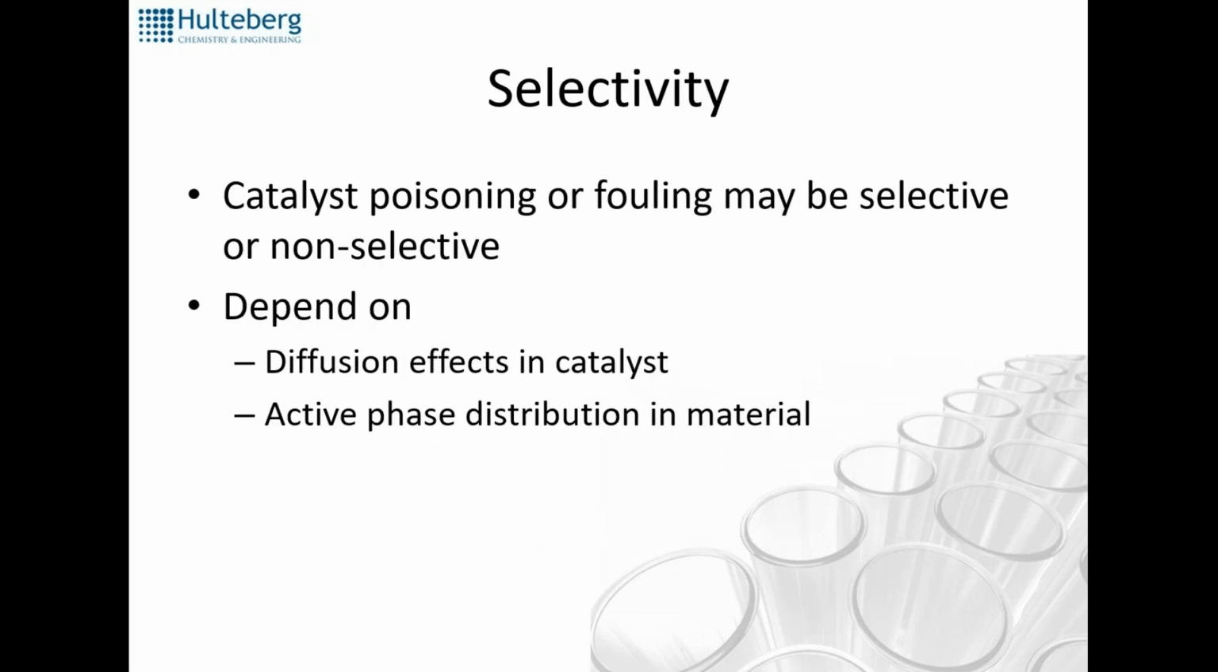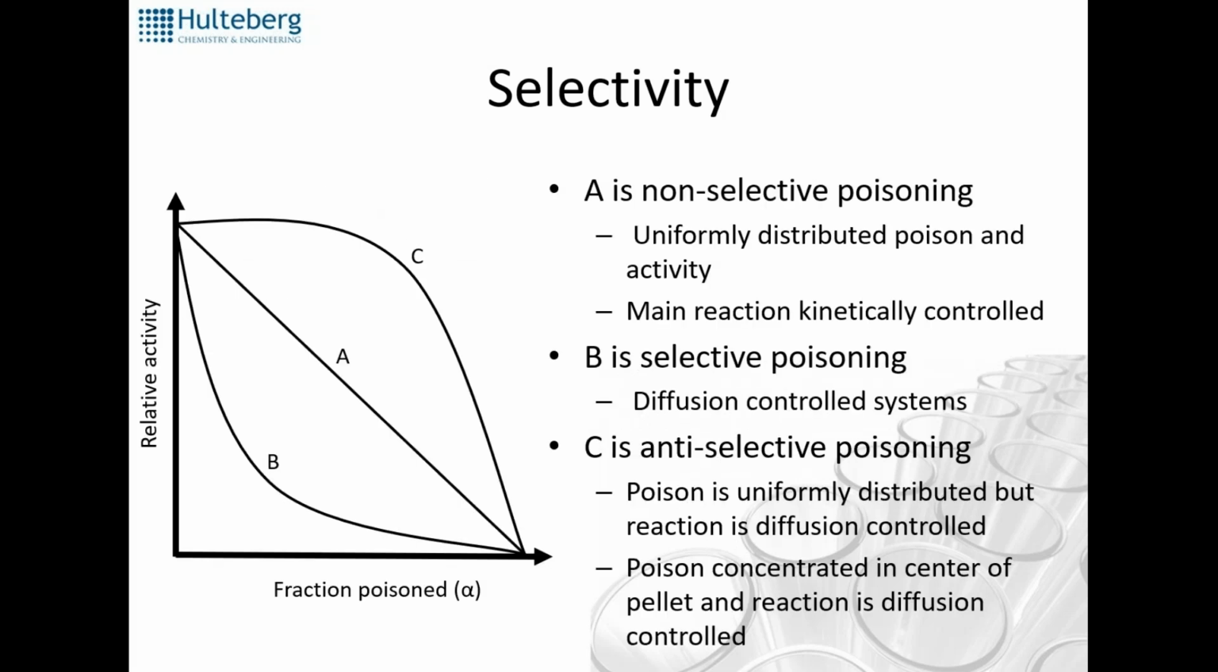Finally, the poisoning or fouling can be selective or non-selective, and this is really a combination of, one, what type of deactivation you have, and two, how your reaction is occurring with respect to diffusion regime. And of course also a little on how you distribute your active phase in the material, but that is an effect of your diffusion regime. So, and then you can look and you can make three types of curves.